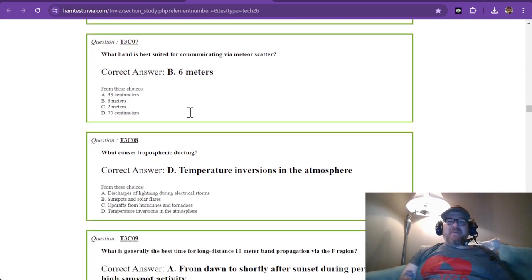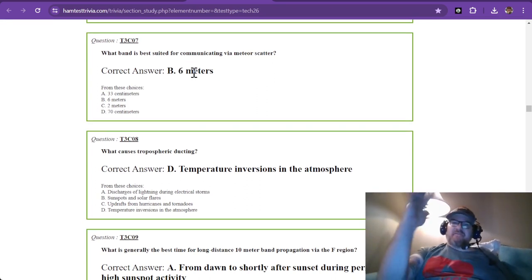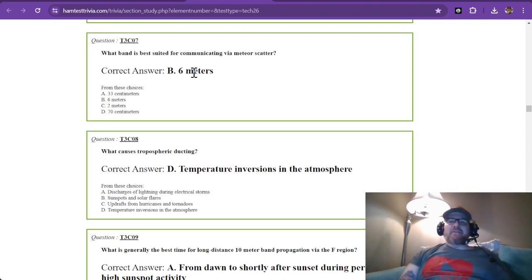What band is best suited for communicating via meteor scatter? So if you have meteors coming through, you could use 6 meters, which is VHF. It's just at the very low end. And you can bounce that off of the charged particles from a burning meteor.